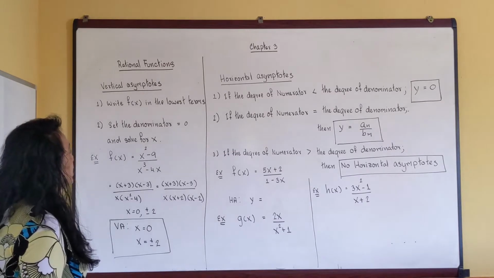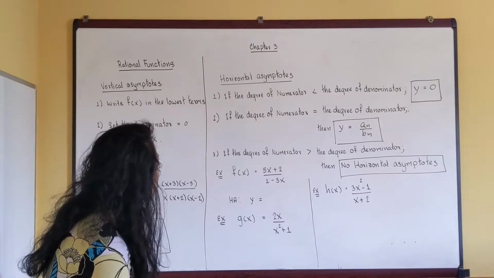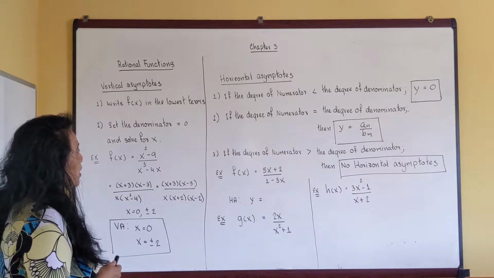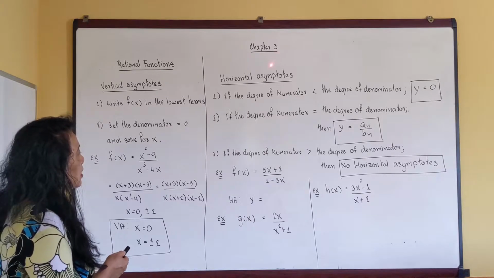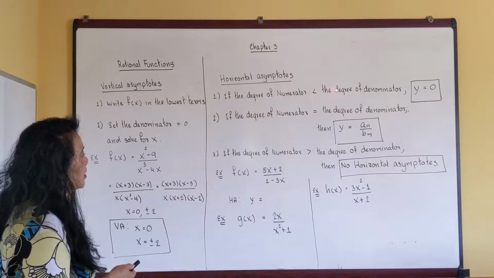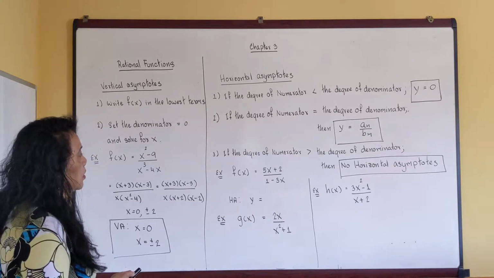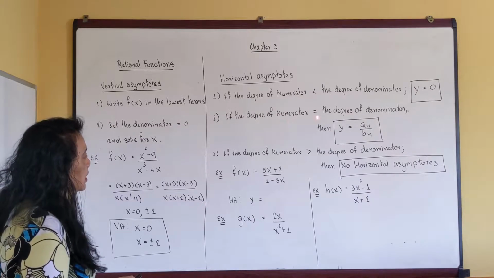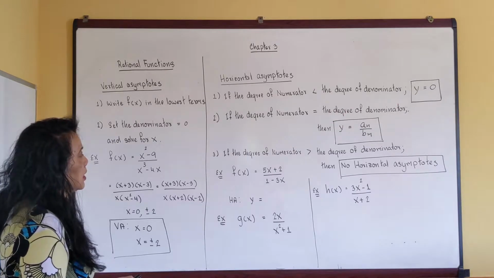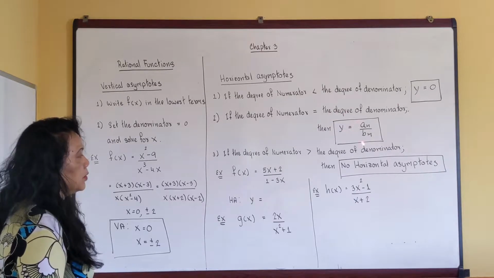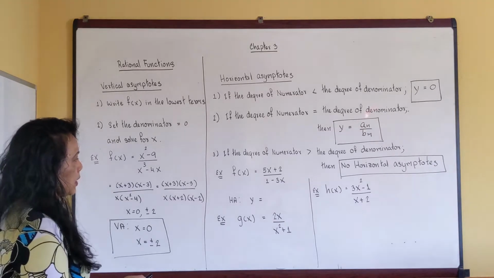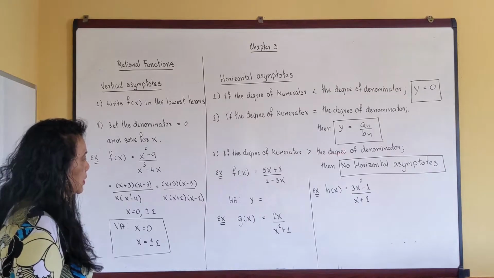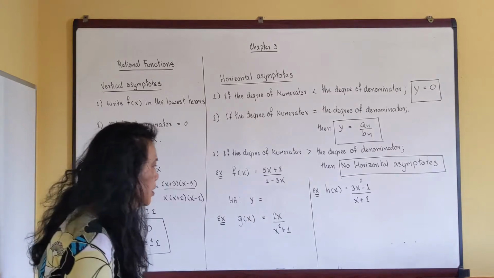Alright, now let's look at the horizontal asymptote. The horizontal asymptote, you have these three properties here. You look at the degree of numerator and denominator. If the degree of numerator is less than the degree of denominator, then your horizontal asymptote will be y equal to 0. If degree of numerator equals the degree of denominator, then your horizontal asymptote will be the ratio of the coefficient of the numerator and denominator. Now, if the degree of numerator is greater than the degree of denominator, then you don't have horizontal asymptote.